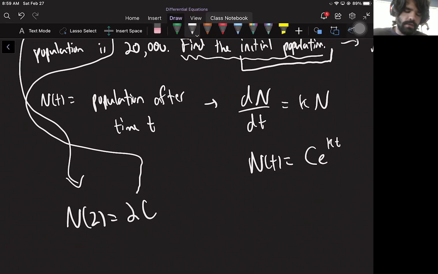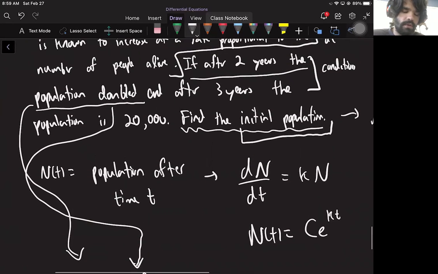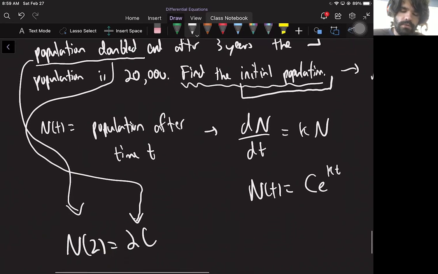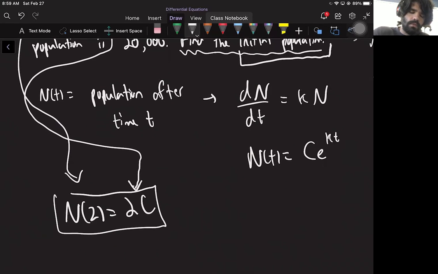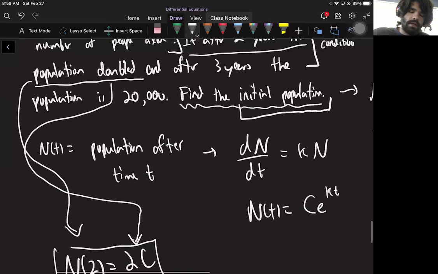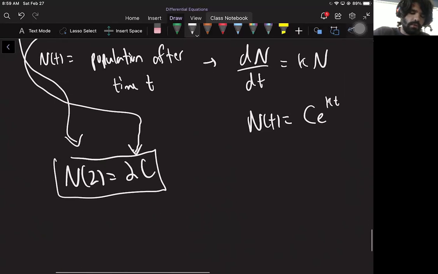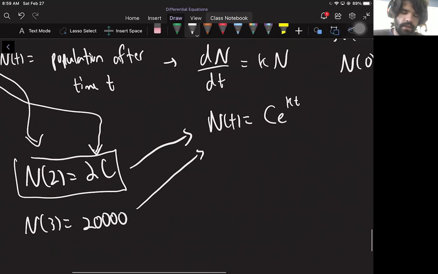So now I know what this condition is telling me. This is telling me if after 2 years the population doubled, that means that when I plug in 2, the answer should be 2 times the initial, which is 2 times c. Even though I don't know what c is, I can still write this down. This is a condition. And then the other condition I have is that after 3 years, the population is 20,000. So that one's a bit more straightforward. Plug in 3, get 20,000. Okay, so I'm going to apply these 2 conditions to our differential equation and see what happens.